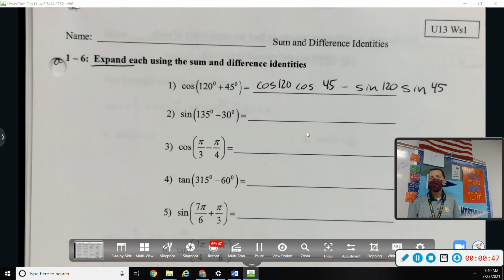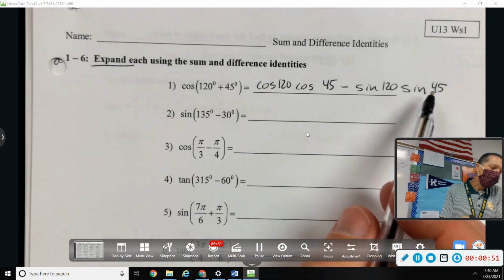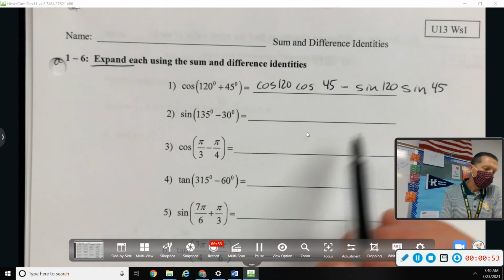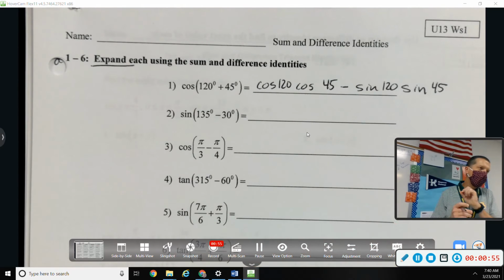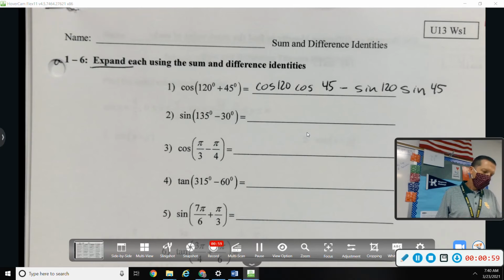I don't know that I made that clear yesterday. In fact, I'm pretty sure I did not make that clear yesterday. But that's all you have to do. You don't have to evaluate all of those. So just sort of apply the formula and be done. That's all you have to do. We did number 7.